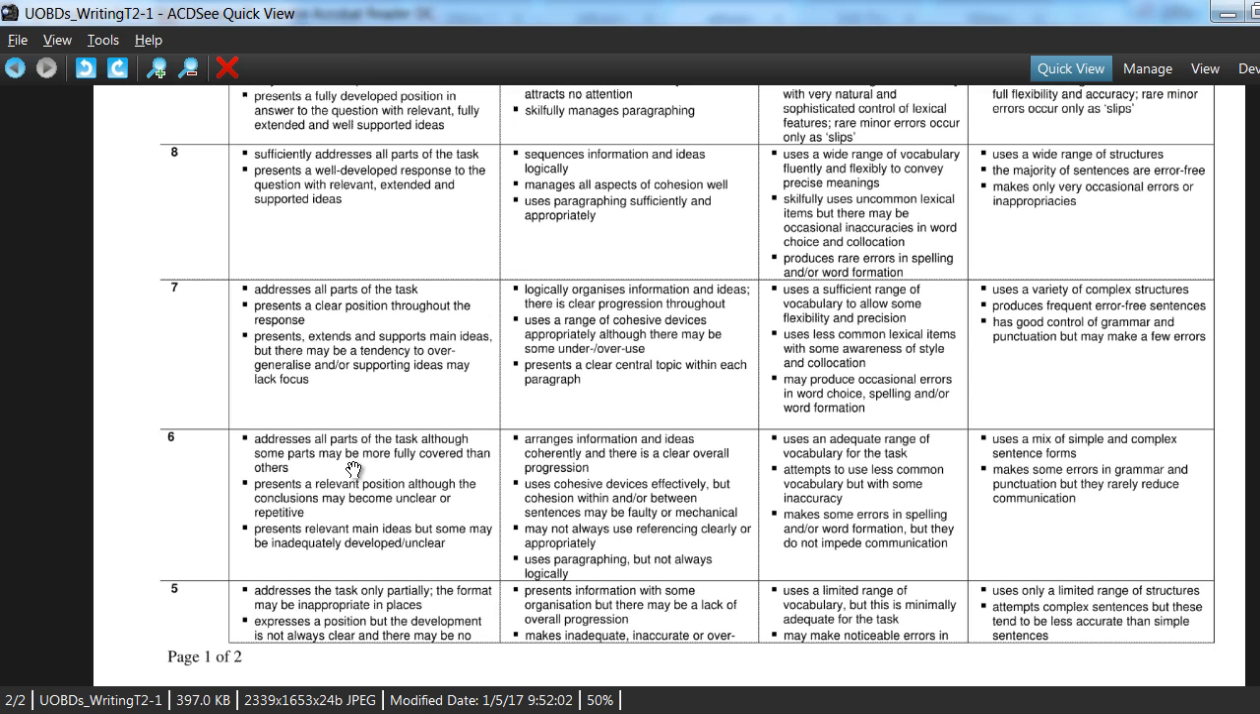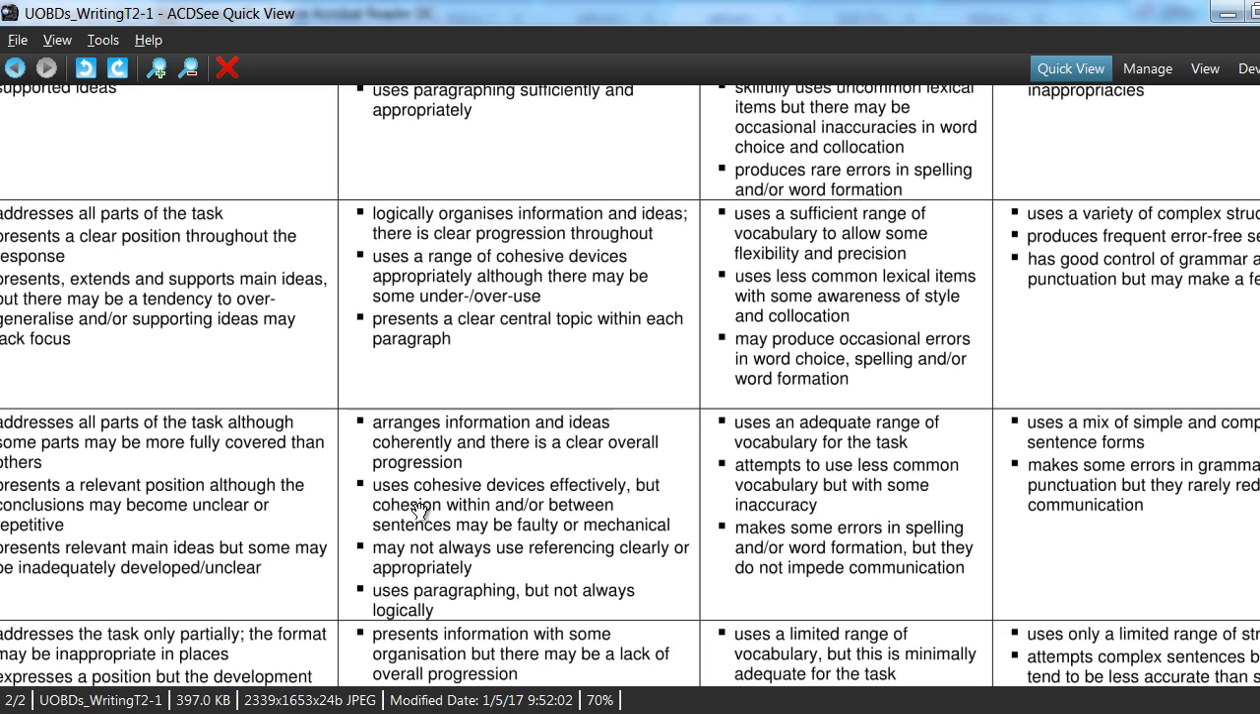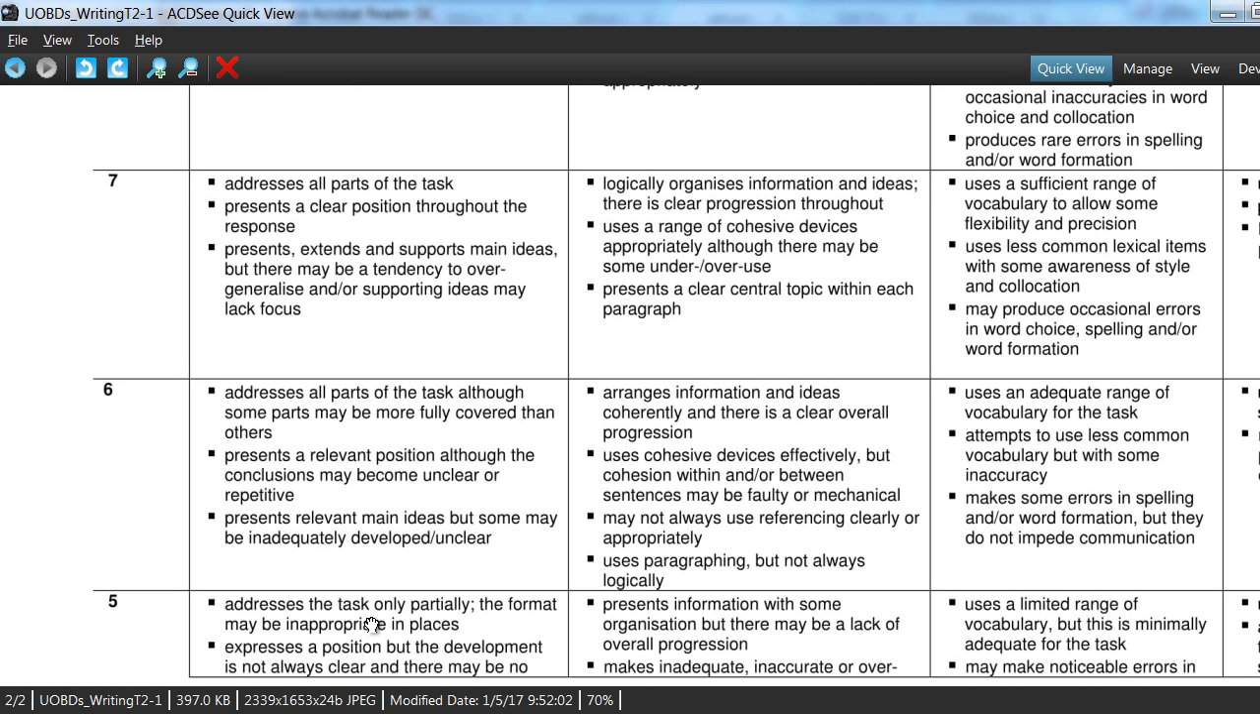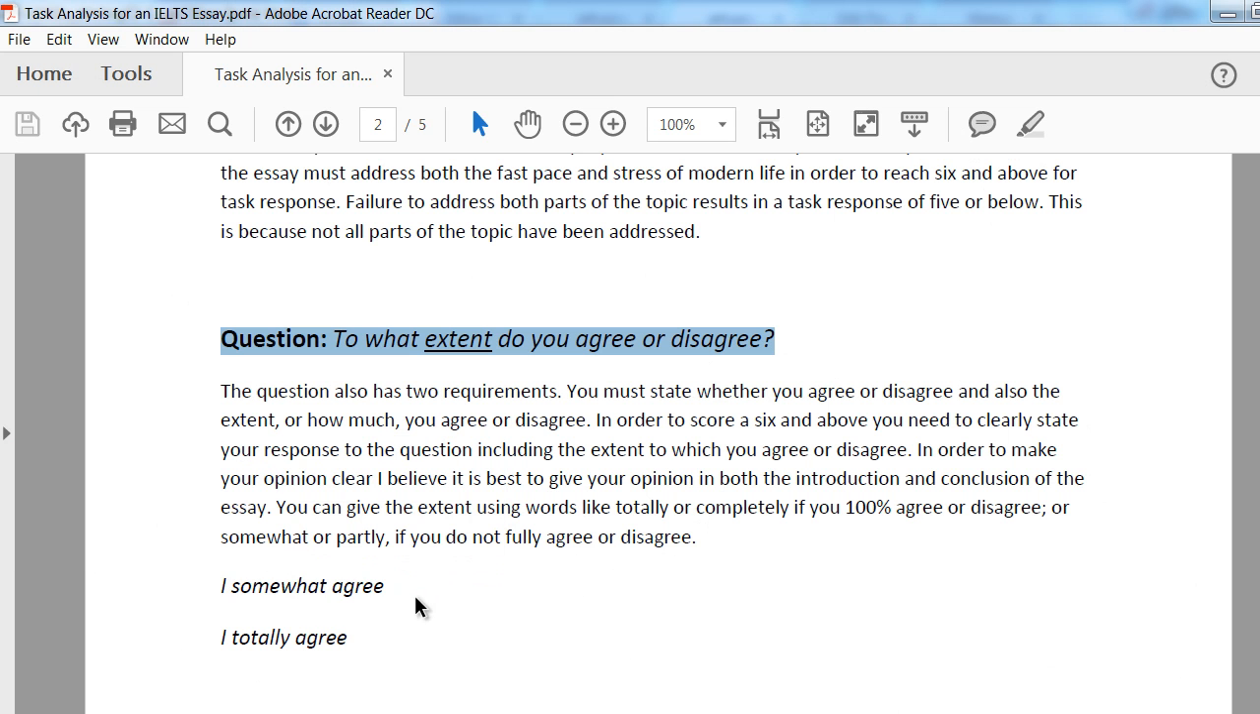If you don't cover an aspect of the task at all, that means you're down to 5, addresses the task only partially. I've just enlarged that a little bit. So you here, addresses the task only partially. And then we want to look at the question.